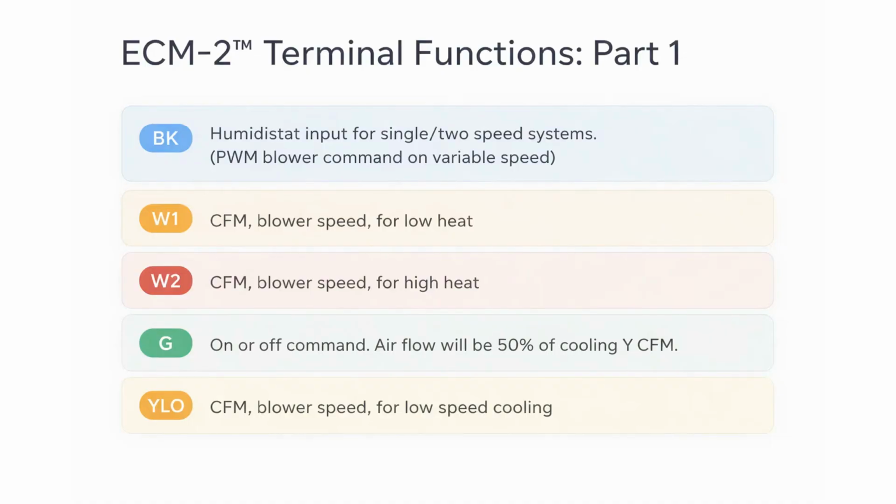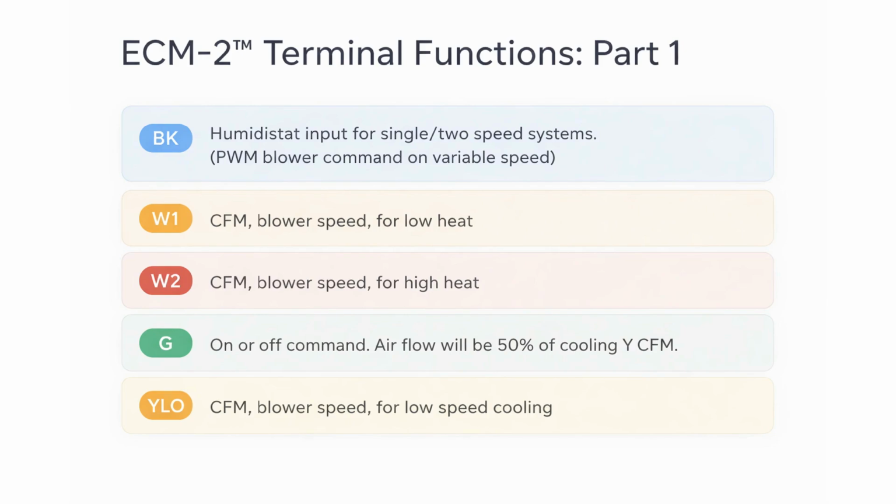Let's break down the terminal pins on the control board. The BK terminal is typically the humidistat input, though on variable speed systems it acts as the PWM blower speed command. W1 and W2 control the airflow for low and high heat, respectively.